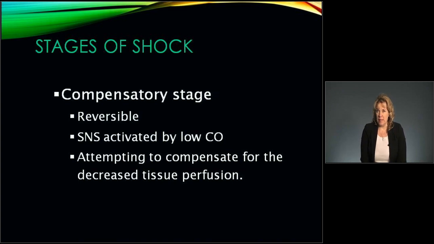The sympathetic nervous system is now activated. So we have a decreased cardiac output, decreased perfusion, and so that will signal to the sympathetic nervous system to tell the adrenals to release epi and norepi. Those are designed to increase our heart rate, increase contractility, increase our stroke volume, and try and support perfusion that way. So again, we'll see those mechanisms kicking in to compensate for that decreased perfusion.